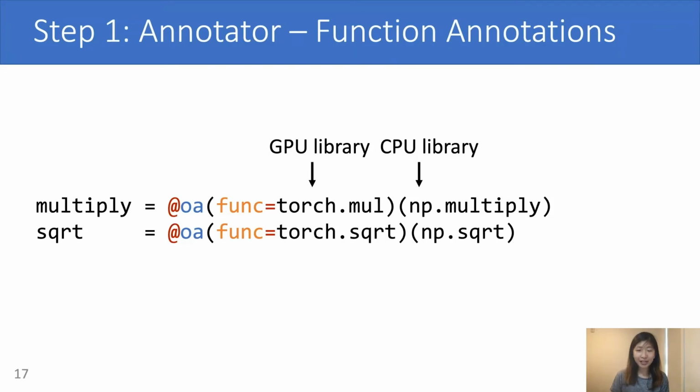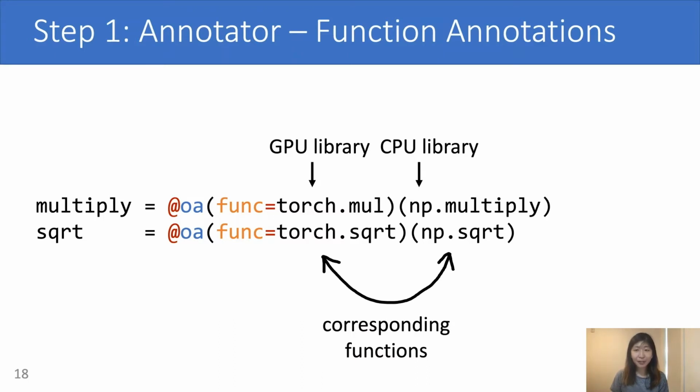Step 1, the annotator. Instead of making intrusive changes to the original workload or the original CPU library, we use a technique called annotations. The annotator takes advantage of the mirroring APIs between corresponding CPU and GPU libraries to write these non-intrusive offload annotations. In this case, the annotator picks two libraries, the CPU library NumPy, and annotates them with the GPU library PyTorch.